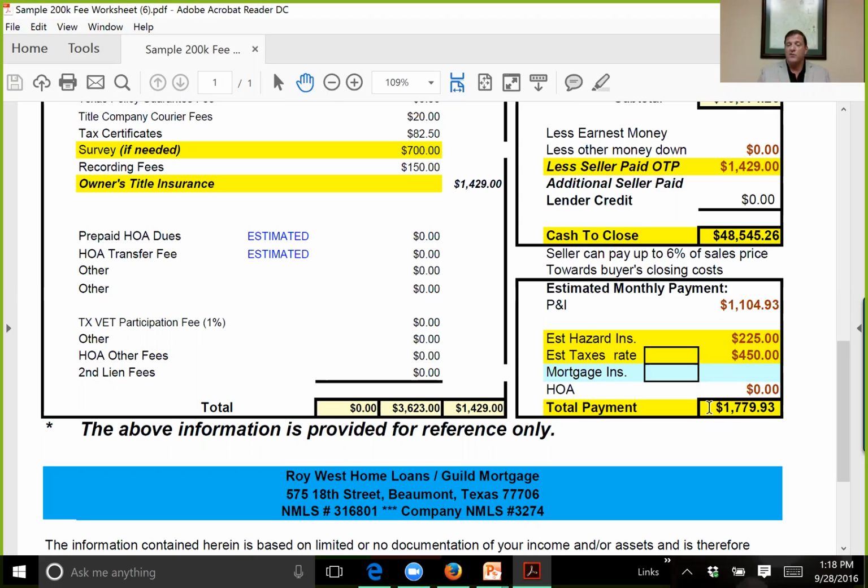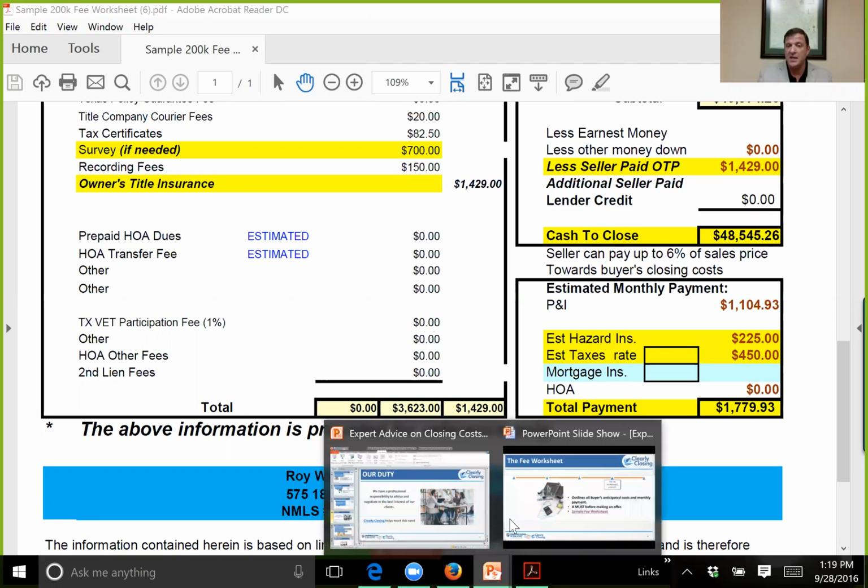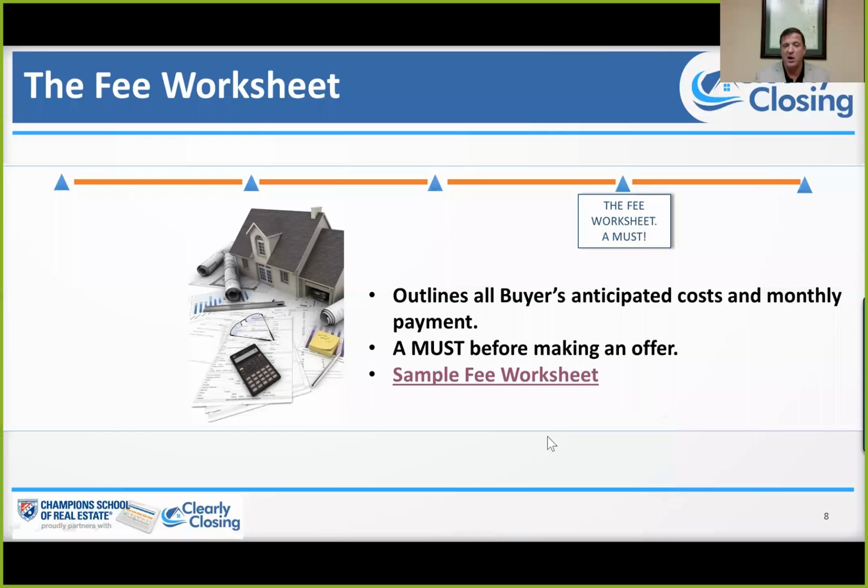And I'll tell you this, from a negotiating standpoint, when the buyer knows what they have to have in order to purchase the home, they're going to be much more likely to make an offer. It's going to remove that hesitation. So from strictly a negotiating standpoint and helping a buyer to move forward, this fee worksheet can really work to your advantage in getting that buyer to the table to make an offer.